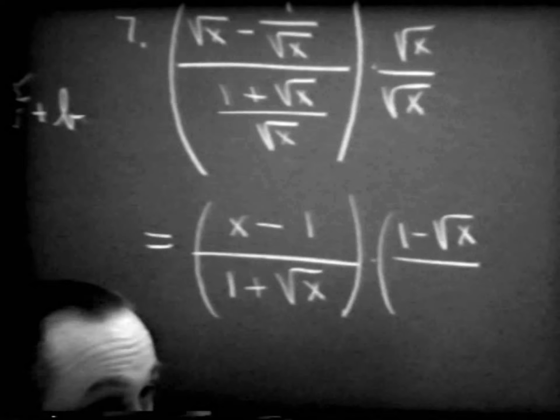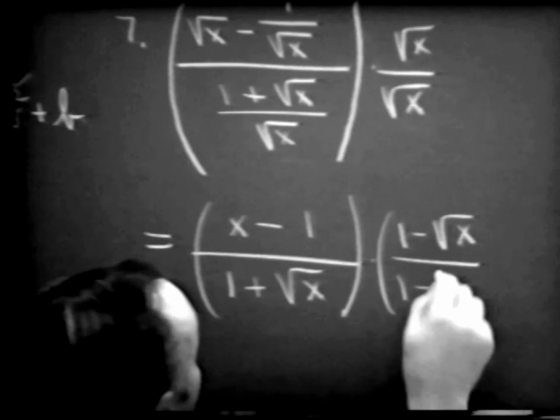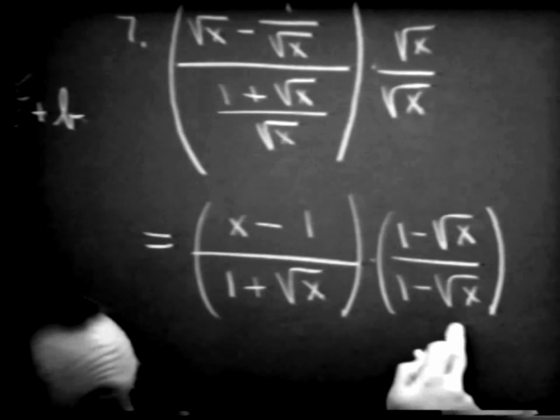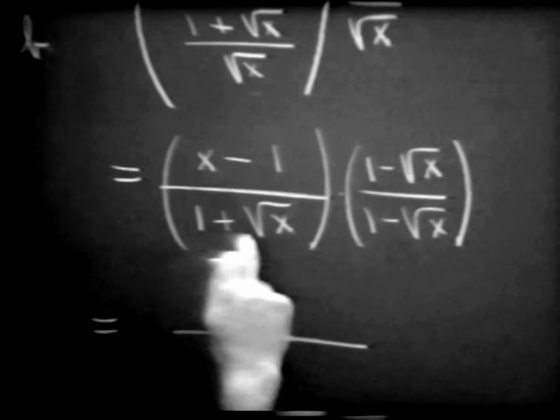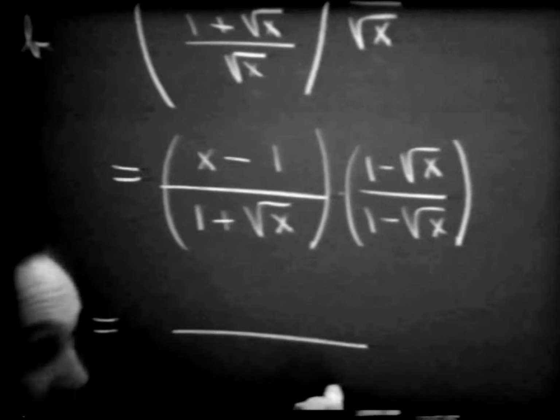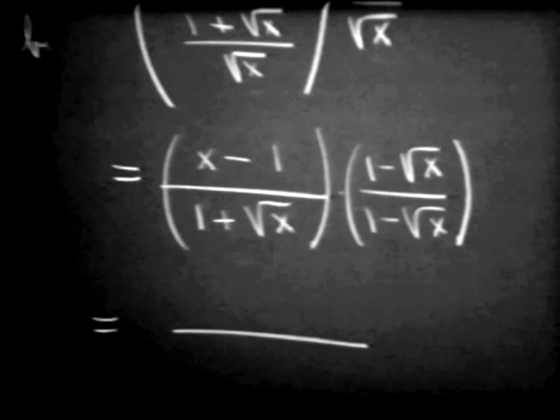Good. 1 minus the square root of x divided by 1 minus the square root of x, which is a name for the number 1. And now let's see what we get there. In the denominator, it's 1 plus root x times a 1 minus root x, which is what number in the denominator, Peter? 1 minus x.